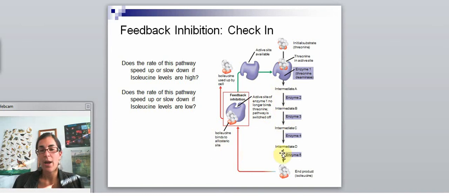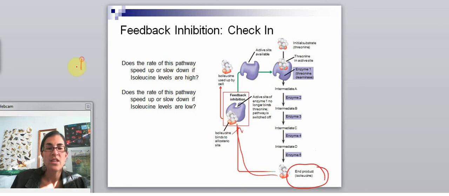So we'll sort of wrap up by looking at a question here about feedback inhibition. So this is showing an actual chemical pathway. The end product is an amino acid called isoleucine. And in this case, isoleucine feeds back to the original enzyme and it binds to an allosteric site and changes the active site. So if isoleucine levels are high, then this will bind more and this will decrease the rate of this pathway.